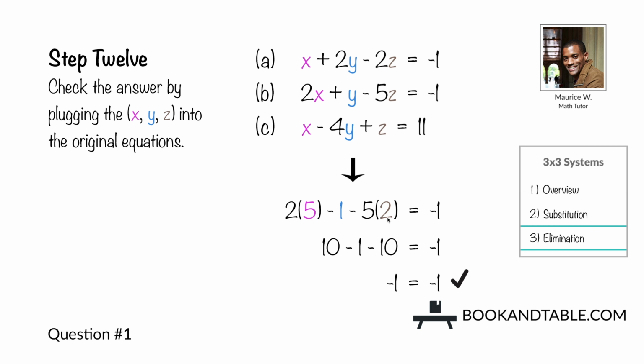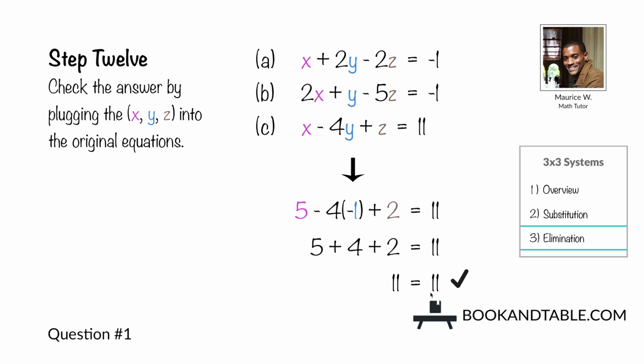And now for equation B, we get 2 times 5, which is 10, minus 1, minus 5 times 2, which is 10. 10 minus 10 gives us 0, leaving us with just negative 1. And the true statement that negative 1 is equal to negative 1 confirms that these are the correct values for our variables. And then equation C, we get 5 minus 4 times negative 1, which is positive 4, plus 2. 5 plus 4 is 9. 9 plus 2 is 11, giving us the true statement that 11 is equal to 11.